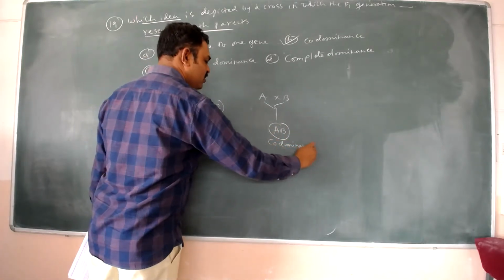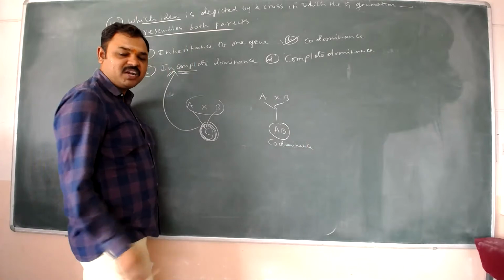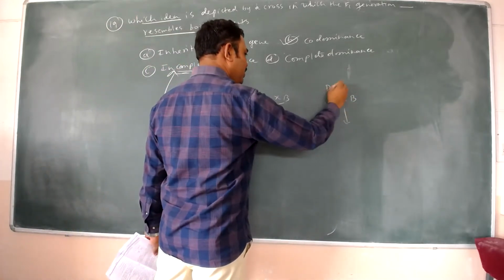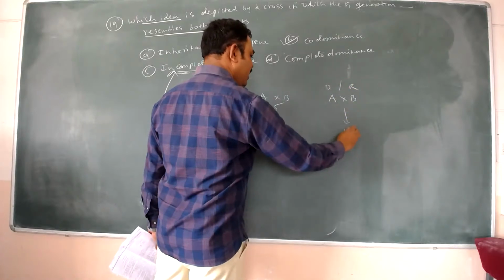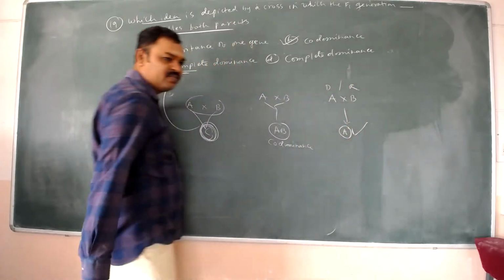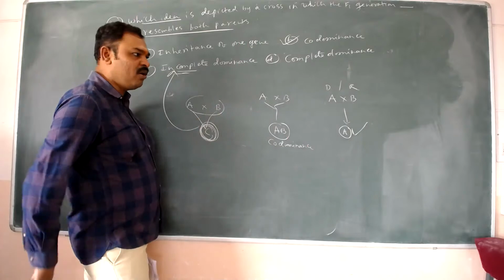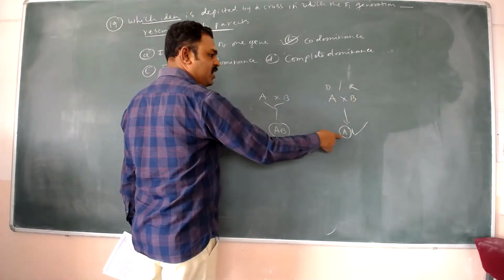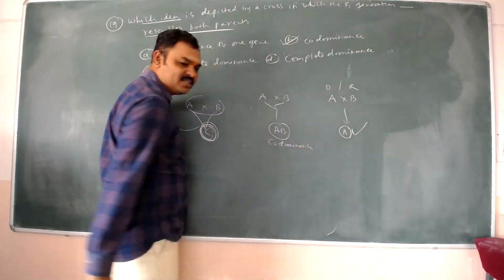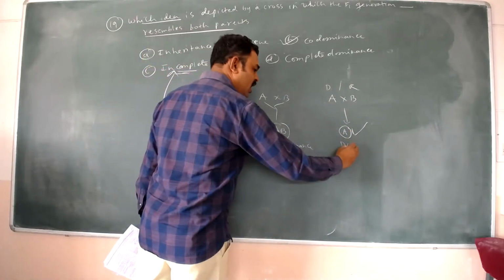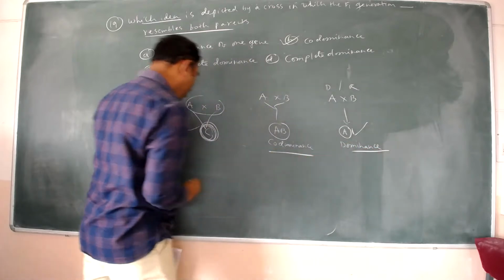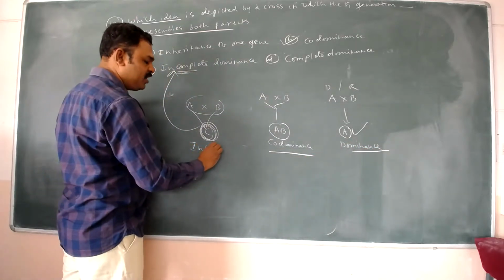If the cross is A into B and both parent characters A and B come, then it is called codominance. Complete dominance means, suppose A into B, here A is the dominant character and B is recessive. The dominant parent character is seen, so it is called the law of dominance. This is the dominant parent, this is the recessive parent. In the F1 generation, the dominant parent character is seen; that is called the law of dominance.